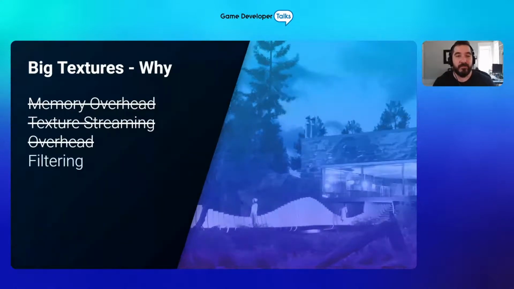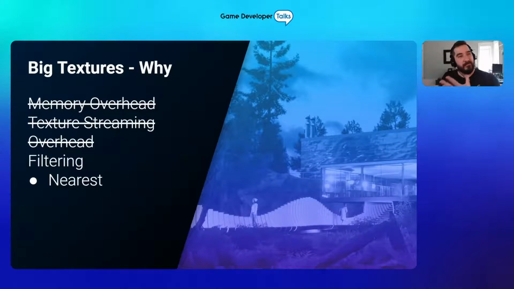So you need a way to filter that sample. The first method for filtering that sample is nearest. You just find the pixel that is nearest to the coordinate and you return it. This is how you get some fairly pixelated results out of your textures, though, which may or may not be desirable depending on your use case.